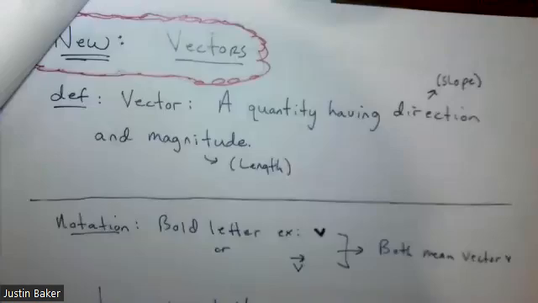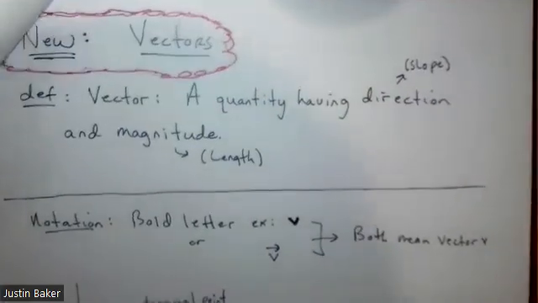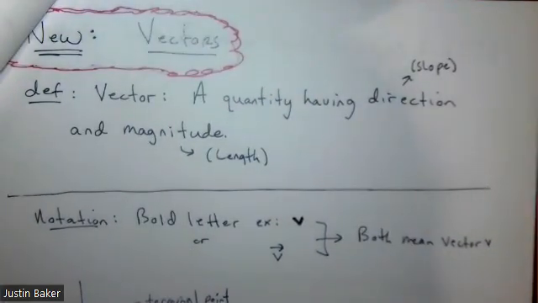beginning. And a vector's definition for what we're interested in is it's a quantity having direction and magnitude. And then I gave a different word for each one of those. So for the direction, we're going to be talking about slope. And for the magnitude, we're referring to length.